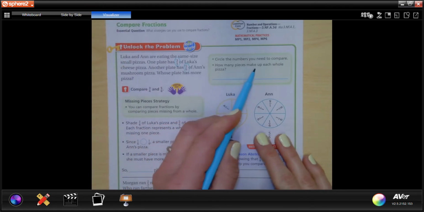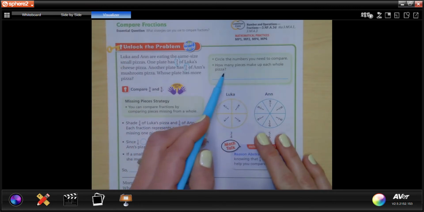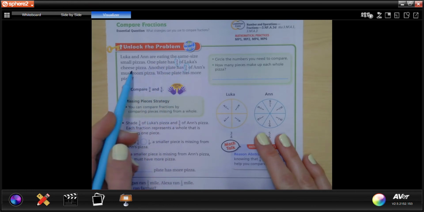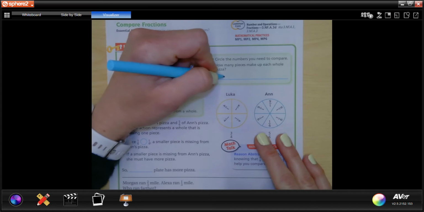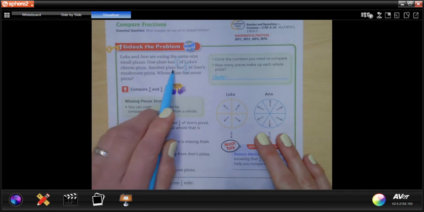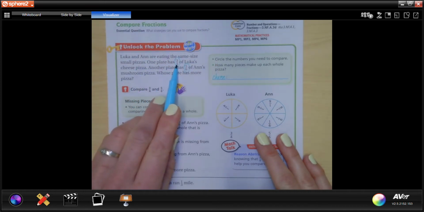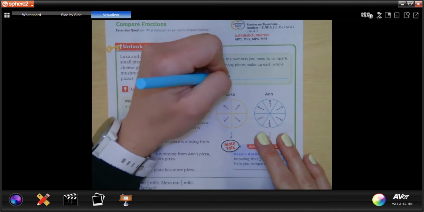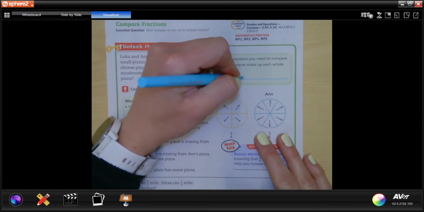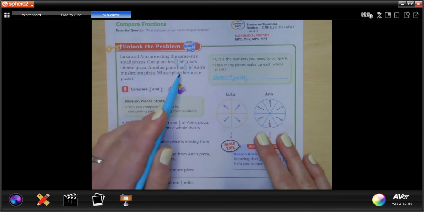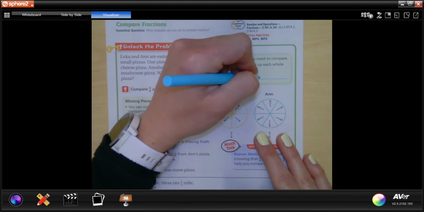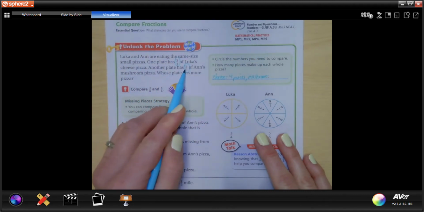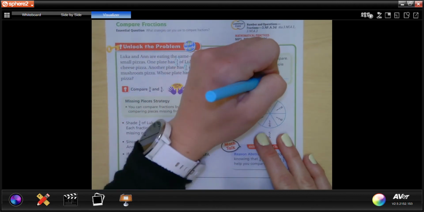How many pieces make up each whole pizza? Okay, well, for the cheese pizza, we have how many whole pieces? Four. Four pieces. For our mushroom pizza, we have six whole pieces.